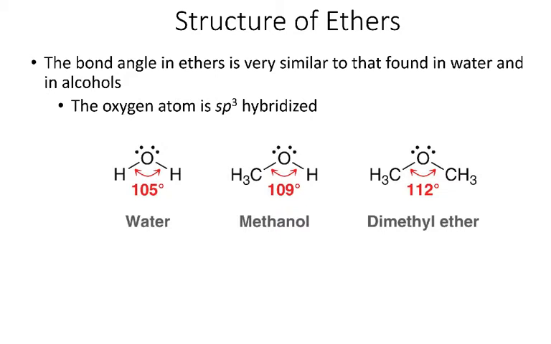When we have alcohols, we replace one of the hydrogens with an alkyl group, and in ethers, we replace both hydrogens with an alkyl group. The bond angle tends to get a little bit larger when we go from water to alcohols to ethers as we get bulkier groups on here, but the structure is relatively similar, right?